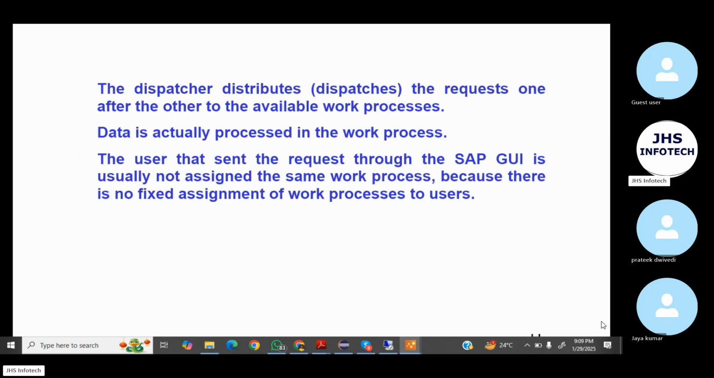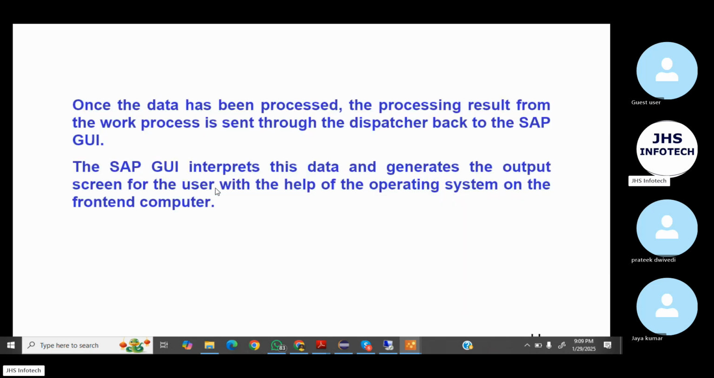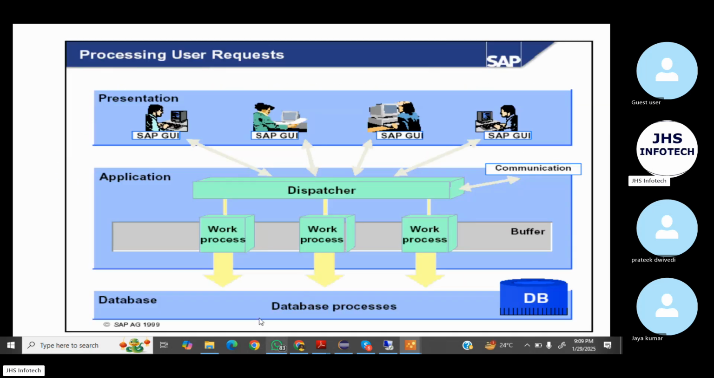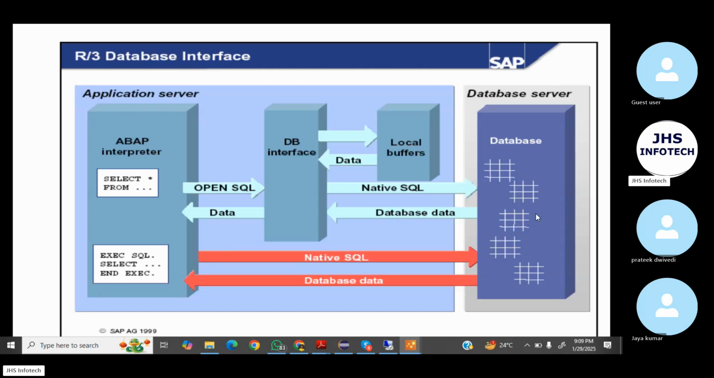Now, if you go back, the dispatcher plays a major role, and as I told you, all the ABAP code will be processed in the application tier. So we are looking at this three-tier, at the database and application here. The database is here, and the application is on the left side. The application tier has the ABAP interpreter, we have the database interface, and we have the local buffers.